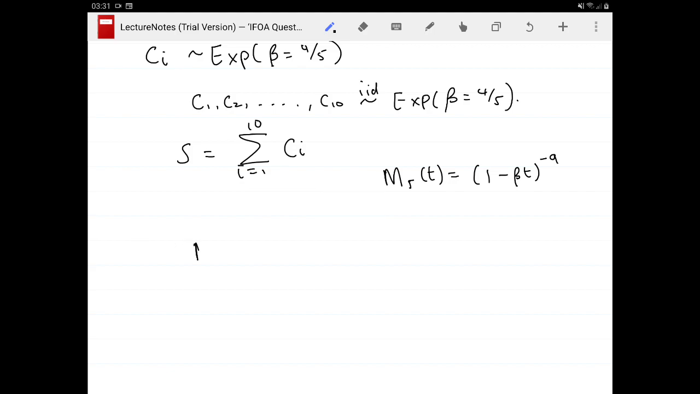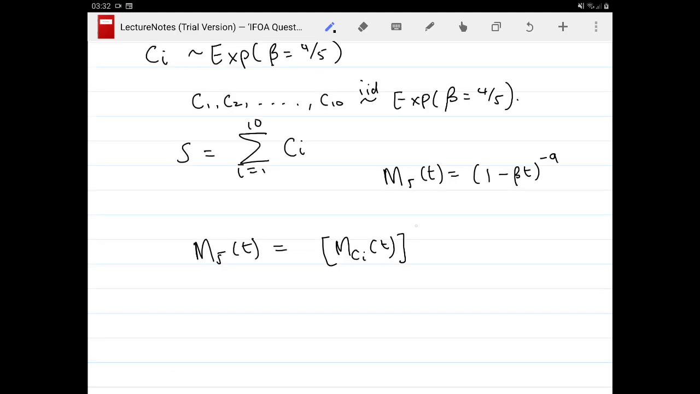So what that means is that the MGF of S as a function of t is the product of the MGFs of the C_i's. We're going to have the MGF of C1 multiplied by the MGF of C2 multiplied by the MGF of C3, all the way up to the MGF of C10. They all have the exact same MGF because they're IID, so we're just multiplying the same thing 10 times, which is the same as the individual MGF to the power of 10.